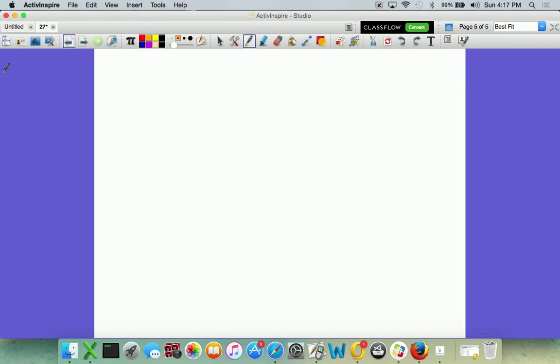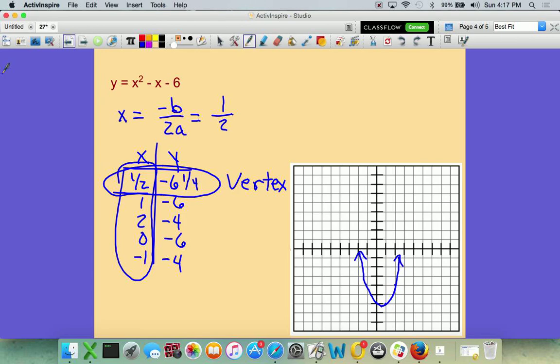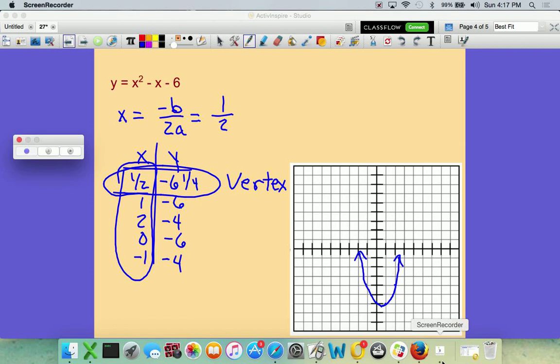Any questions on graphing parabolas? It's not the easiest thing in the world. Do make sure you ask because we will use these the rest of the year.